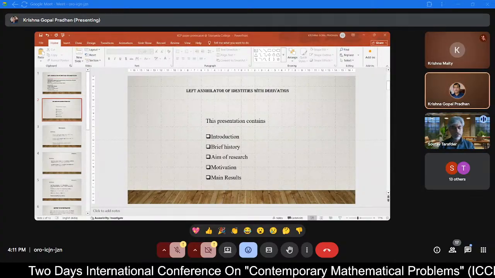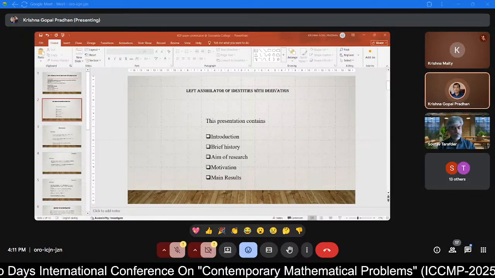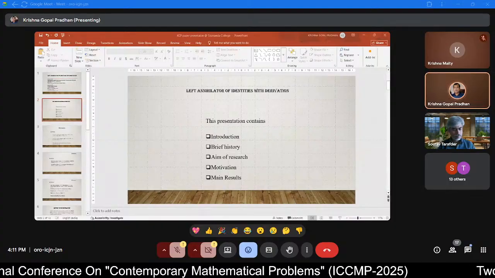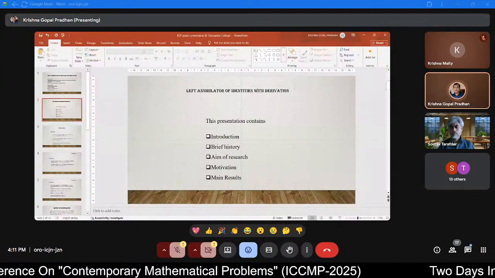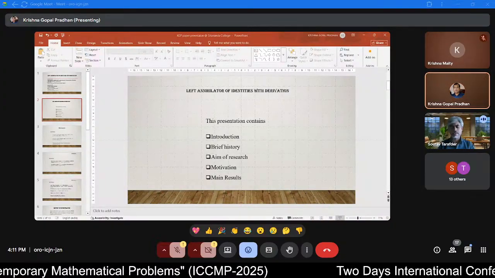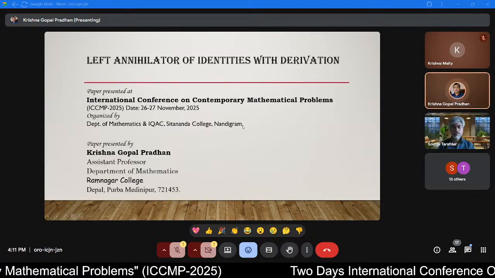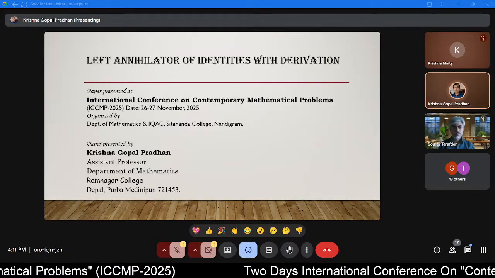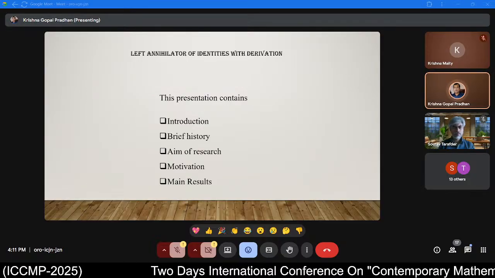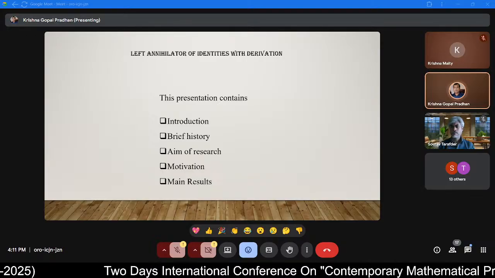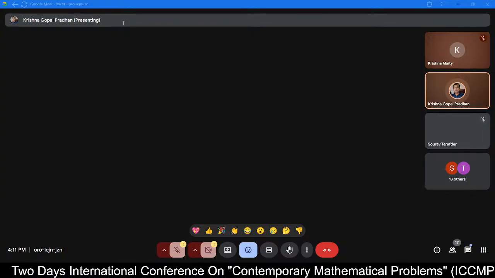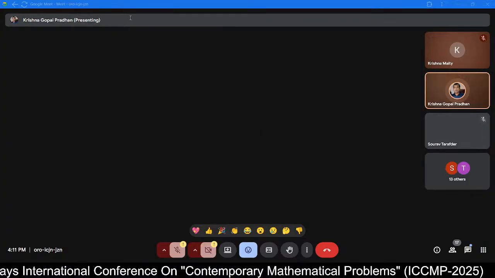Yeah, you start. Good evening to all, and I am Krishna Gopal Pradhan from Ramnagar College, Assistant Professor of Mathematics. So here I will present. The screen is visible, sir. Yes, it is visible. Okay. So my paper title is Left Annihilator of Identities with Derivation. Mostly I cover in this presentation introduction and brief history, aim of research, motivation, main results.